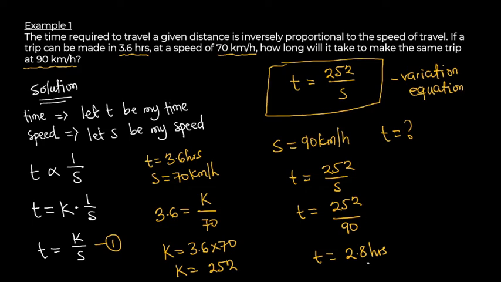So this now proves that the statement I made earlier, that I'm expecting my time to be lesser than the initial time given, is actually true. The fact that the speed has increased from 70 to 90 means the time has to reduce, and that is what we've seen over here, that the time has reduced from 3.6 hours to 2.8 hours.